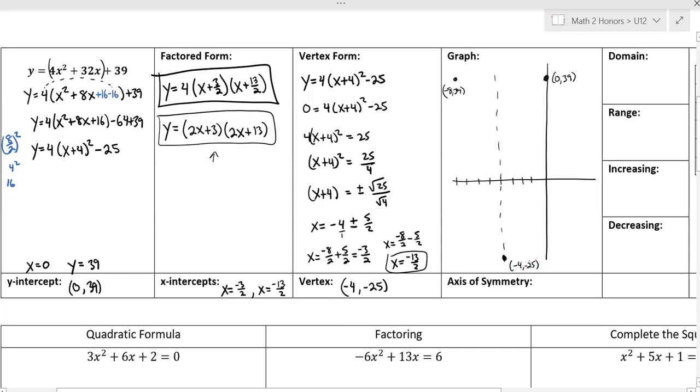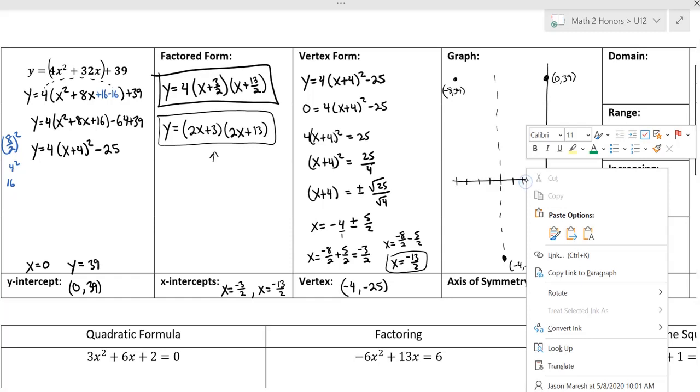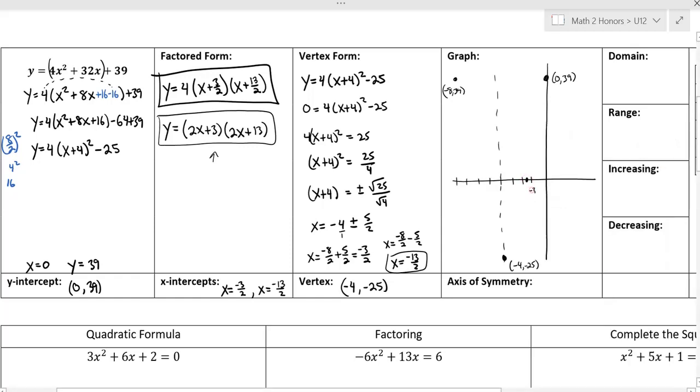And then we have x-intercepts at negative 3 over 2. Negative 3 over 2 is like negative 1.5. And then the other one is negative 13 over 2. That would be negative 6.5. So we have 5 points for our graph.